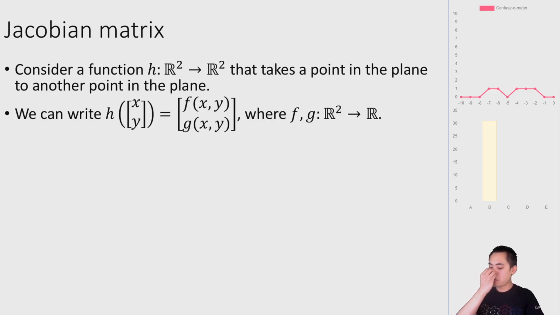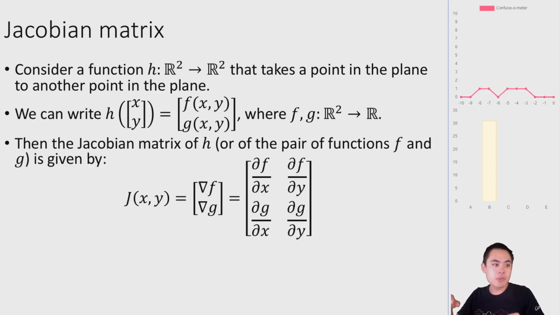And so you can write this function h of x, y, because it puts you into a different point, as two different functions, f and g, for each of the two different coordinates. So you can think of this as a function that has two different R2 to R functions embedded in it. So now you might ask, what is the derivative? What does it mean to have a derivative of a function from R2 to R2?